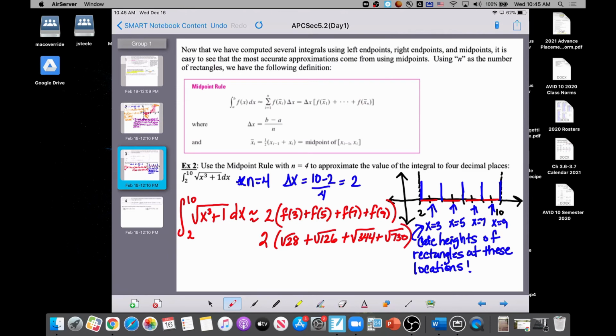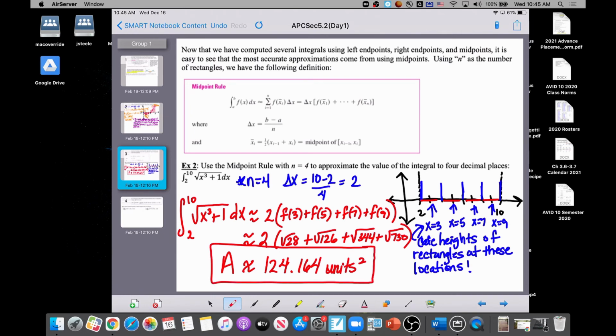And again, then you grab your calculator, you add those 4 values together, you multiply by 2, and we get that our area is approximately equal to 124.164, 3 places past the decimal, units squared. Okay, so there's our area approximation using midpoint rule with 4 rectangles for that particular curve.